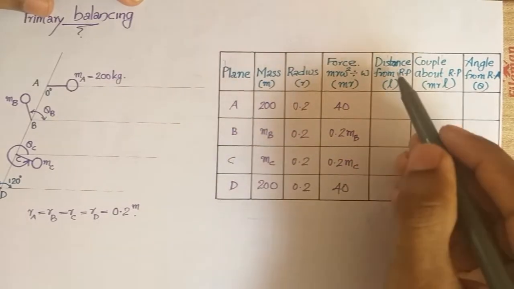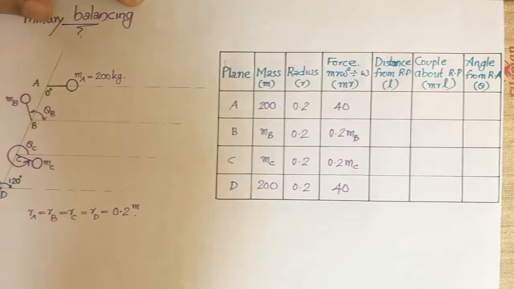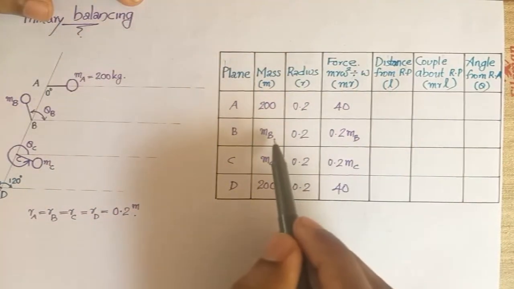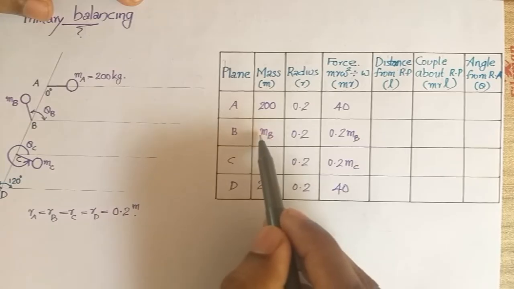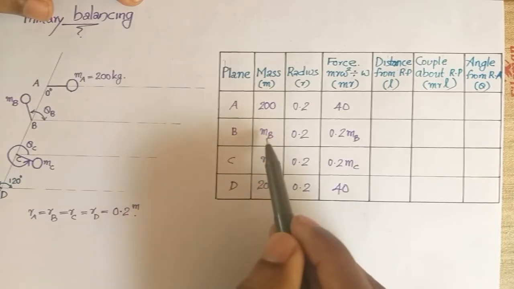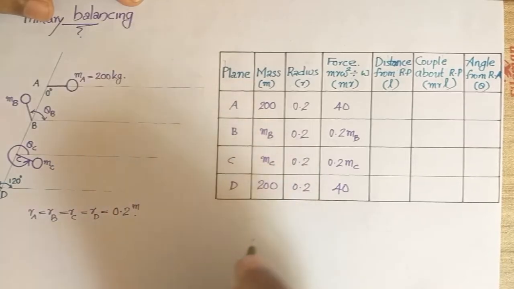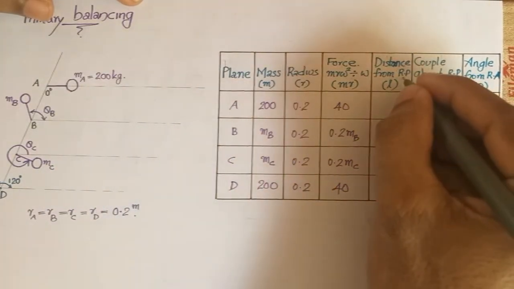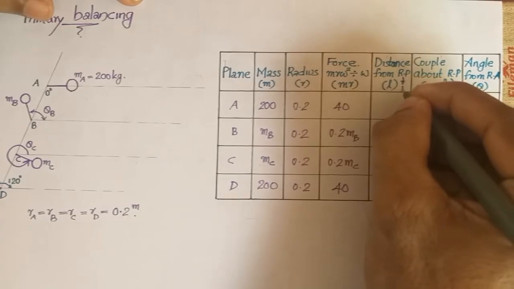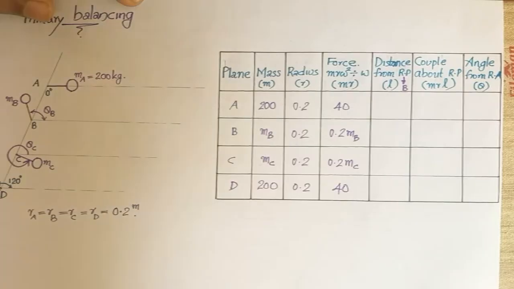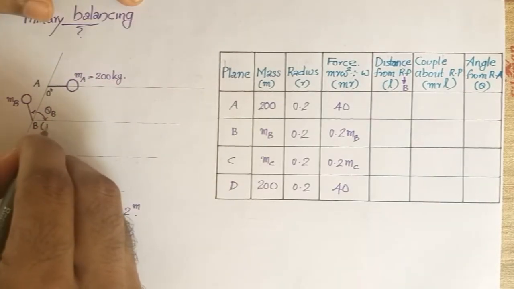Next we will take the distance from the reference plane. So the question is, which plane will be taken as the reference plane? Here there are 2 unknowns to solve for, which come in planes B and C. So one of these planes will be kept as the reference plane. Here the reference plane will be taken as plane B, where the mass MB is coming. So this is the reference plane.